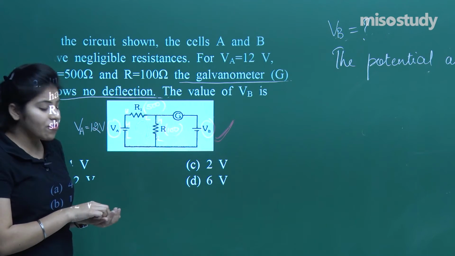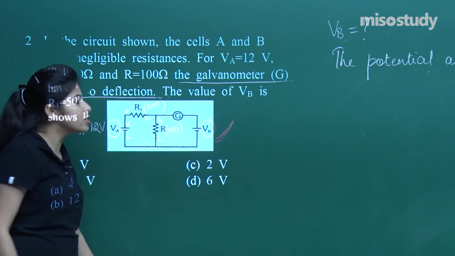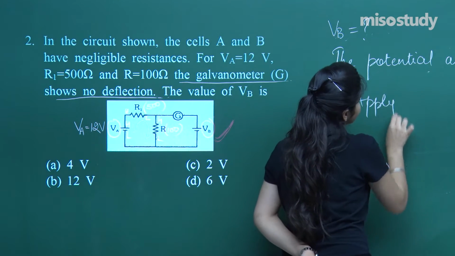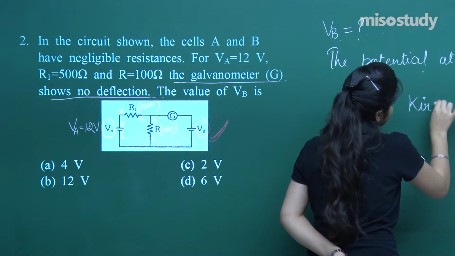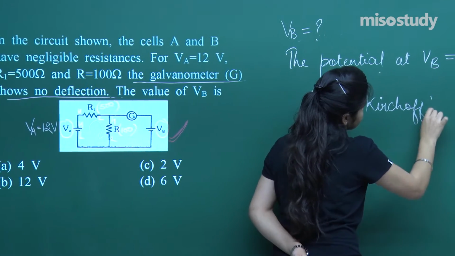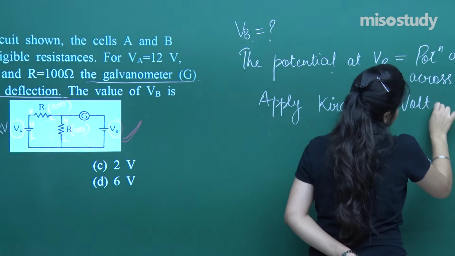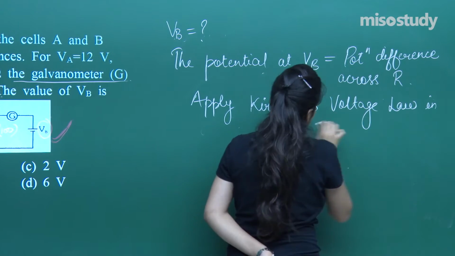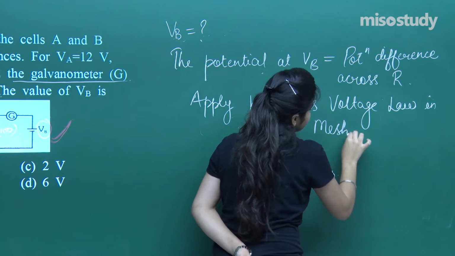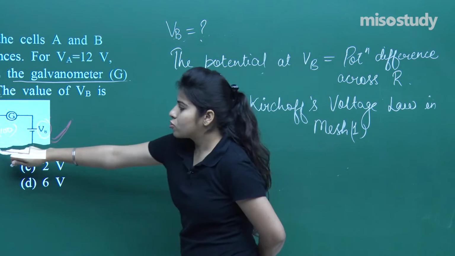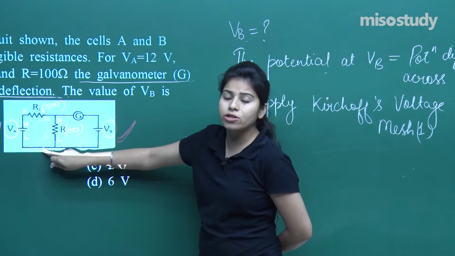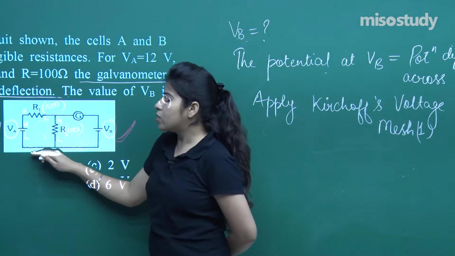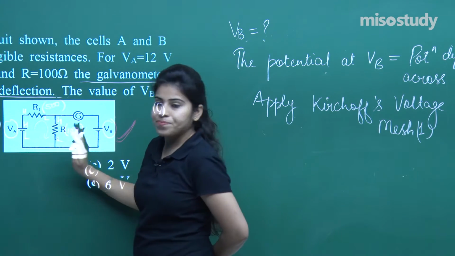So if I apply Kirchhoff's voltage law in mesh 1, say this is my mesh 1, so I am applying Kirchhoff's voltage law in this. Are you guys able to see this clearly? Okay. So now let me just tell you what will happen.